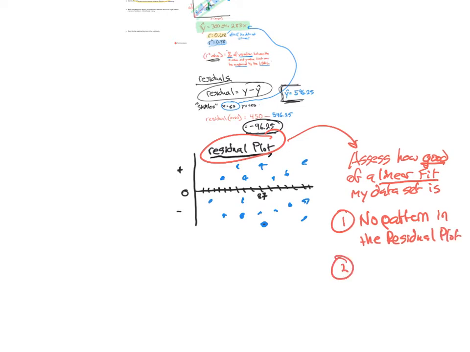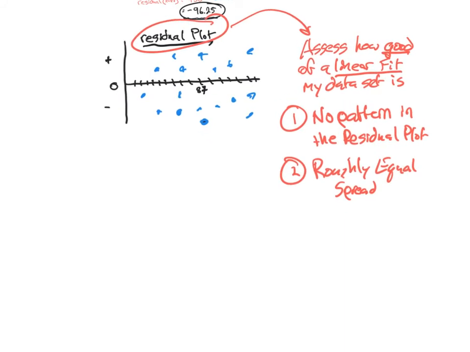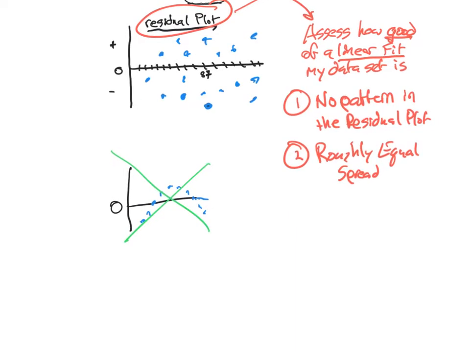And number two, we want it to be roughly equal spread. Those are the two things, but the most important is no pattern in the residual plot. Let me give you some bad ones here. Zero, and then if I started plotting all the residuals, whoa, that's looking like a pattern. So is this a good linear fit? No. Well, let's try another one.